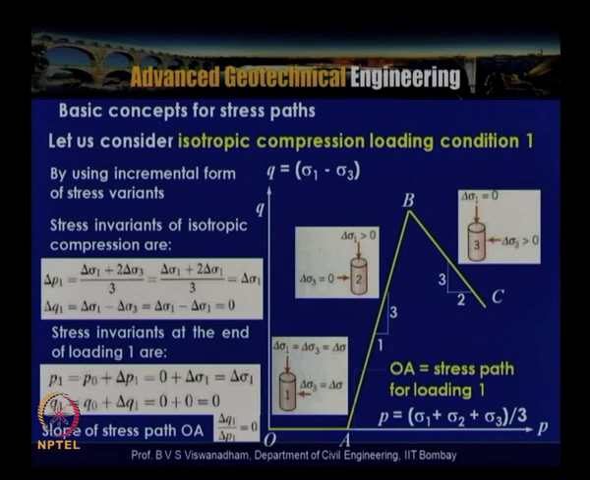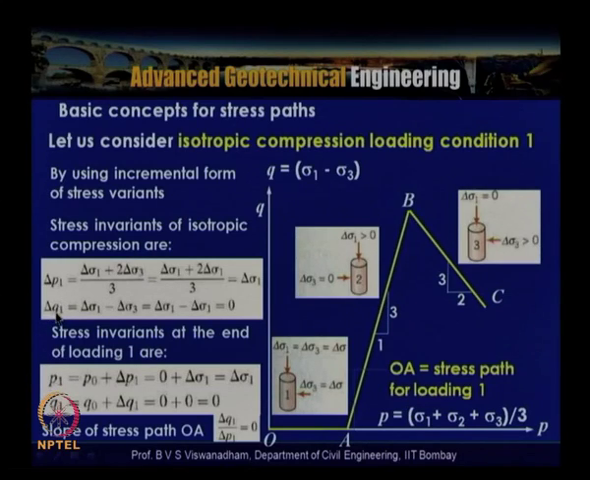The stress invariants at the end of loading 1 are p naught plus delta p1, where p naught is equal to 0, as the initial conditions are 0. So delta p1 is equal to delta sigma 1, and q1 is equal to q0 plus delta q1, which is the same at the initial and at the end of the loading, so q1 is 0. The stress path for this loading condition, where isotropic compression is involved, traverses from O to A, and the slope of this line is equal to 0, because delta q1 by delta p1 is 0.